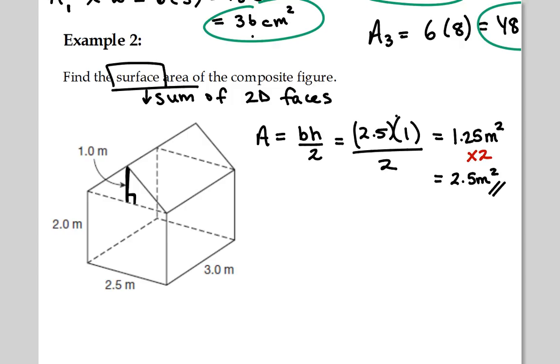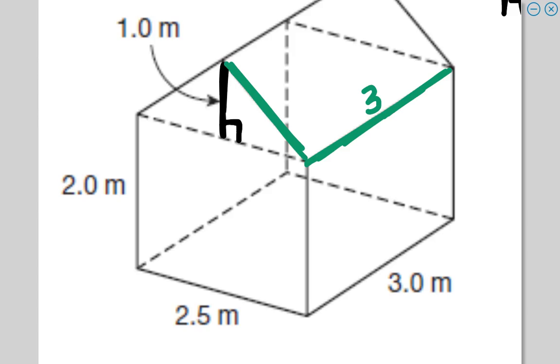Let's do the roof on the right. I'm talking about this one here. What are the dimensions of that roof? I know this one. What's that? 3. What's this one? Uh-oh. Pythagorean theorem, I love it. This triangle is right-angled. One of the lengths is 1. What's this length right there?